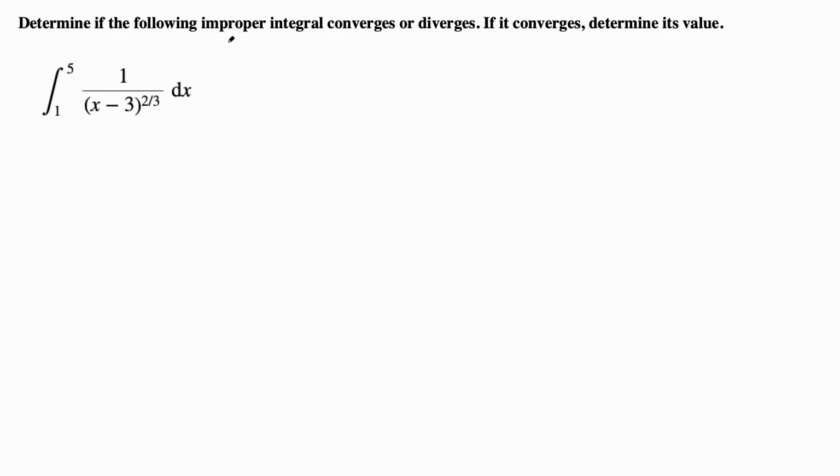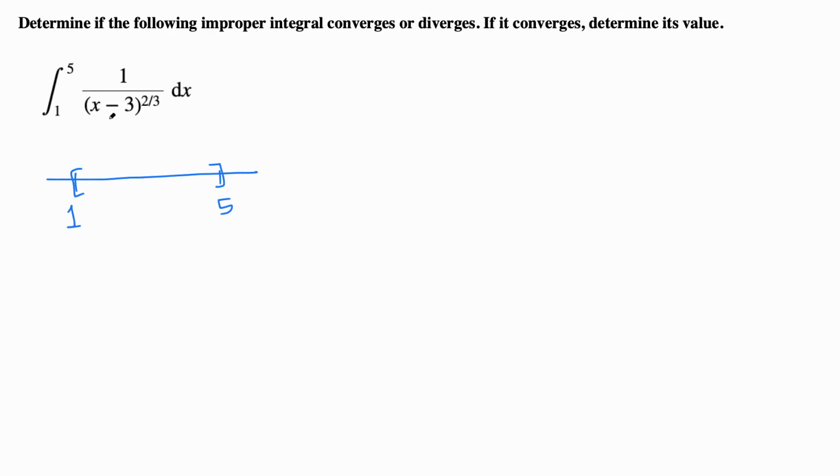Determine if the following improper integral converges or diverges. If it converges, determine its value. So we have this fraction, 1 over (x minus 3) raised to 2/3, and we are working on the interval 1 through 5, so this closed interval.